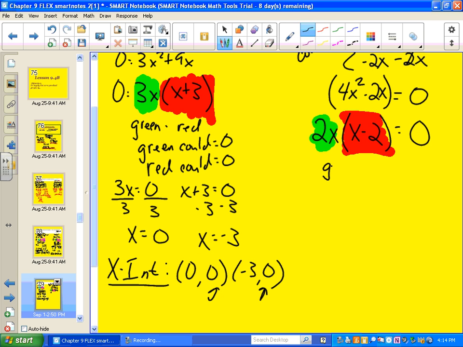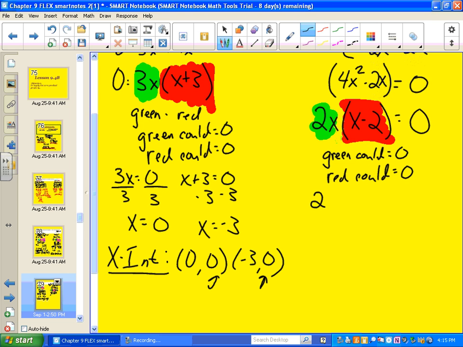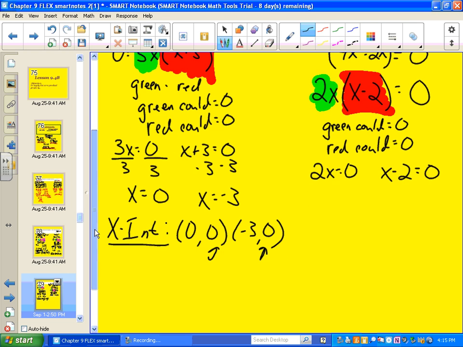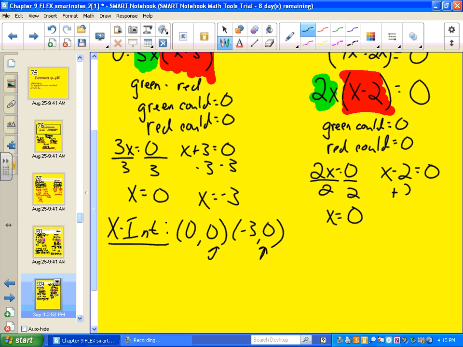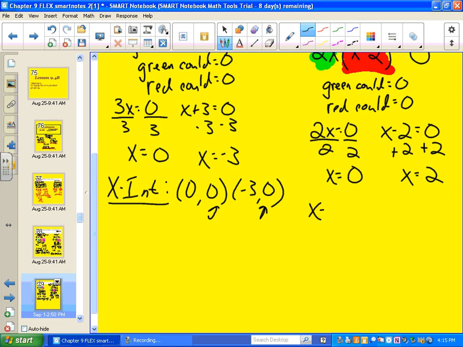So once again, green could equal 0, or red could equal 0, or both. I'm repeating this over and over to get this into your minds. So we're going to set them both equal to 0. 2x equals 0, and x minus 2 equals 0. Divide by 2 on the left, so x equals 0. Add 2, so x equals 2. And now the x-intercepts, writing it as an ordered pair, we get (0, 0) and (2, 0).